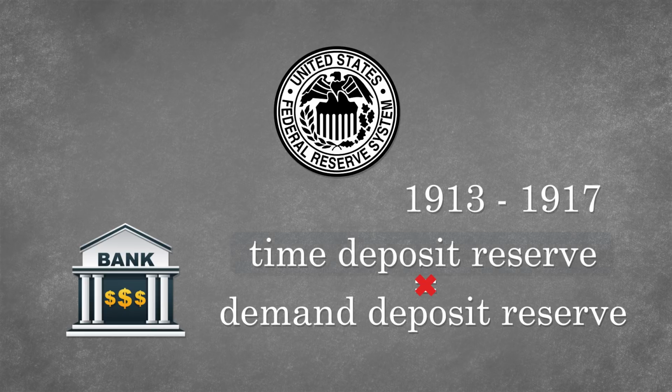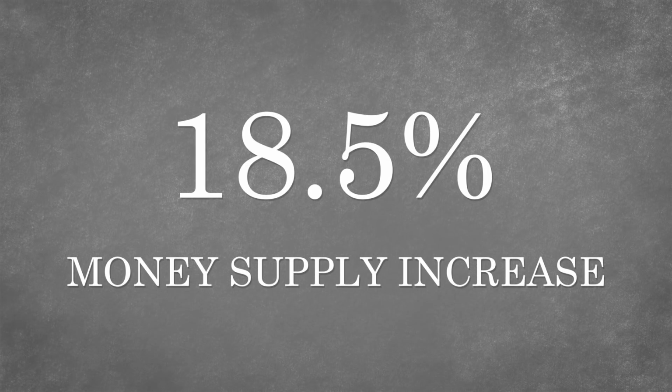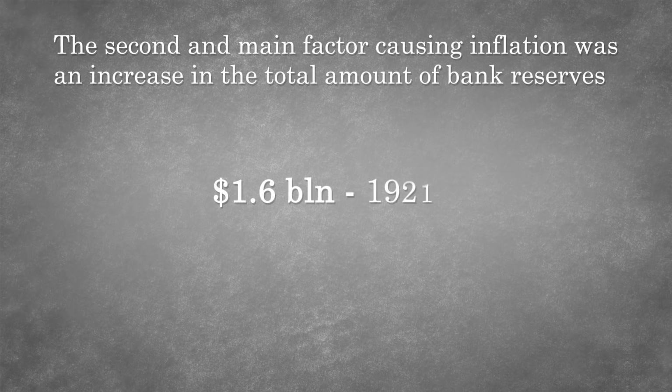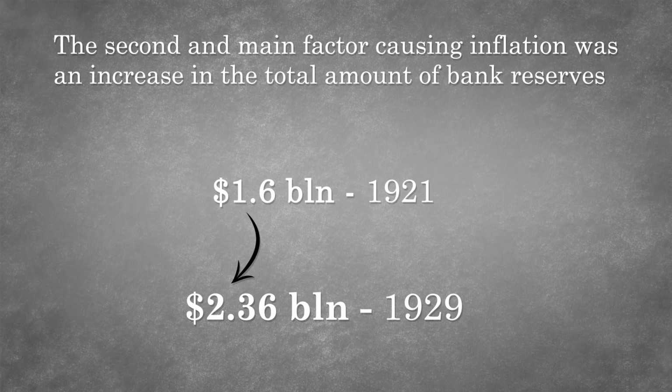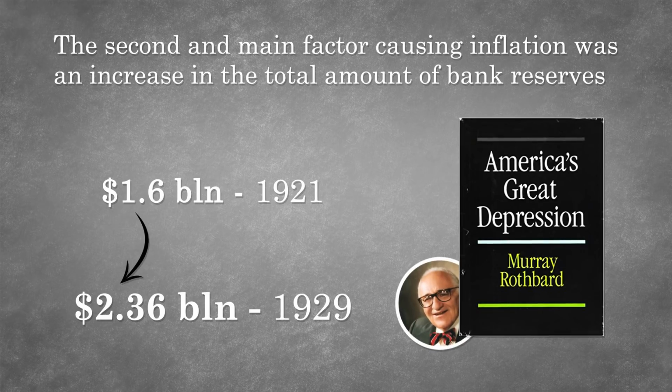Because banks profit from lending money, it should not come as a surprise that banks strove to minimize their reserve requirements by accruing more money in time deposits. This shift in the effective reserve requirement ratio was responsible for 18.5% of the money supply increase during the boom period. The second and main factor causing inflation was an increase in the total amount of bank reserves. The total amount of bank reserves increased from $1.6 billion in 1921 to $2.36 billion in 1929. There were several factors responsible for this increase. Murray Rothbard analyzed this topic extensively in his book, America's Great Depression.